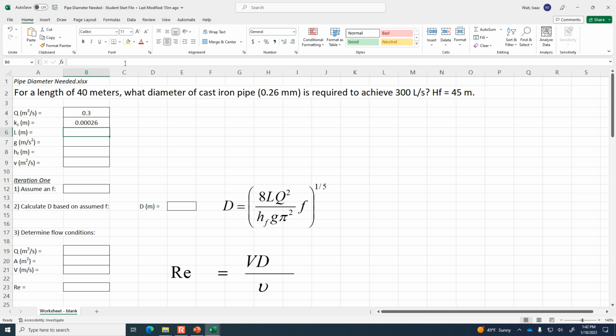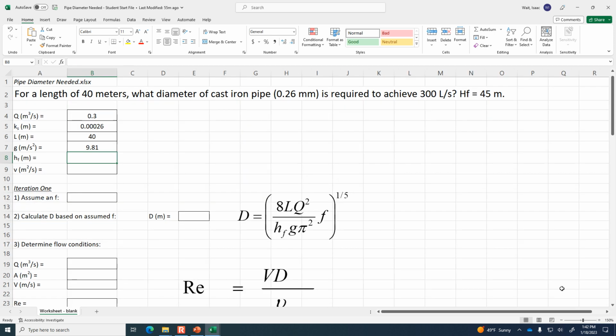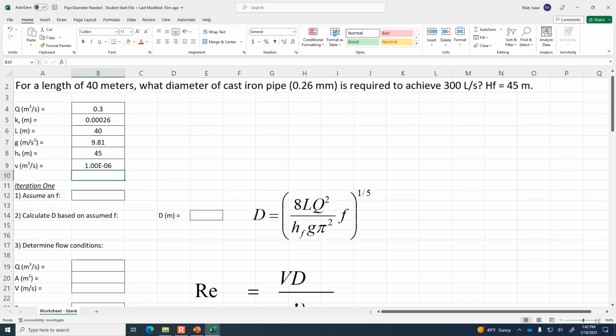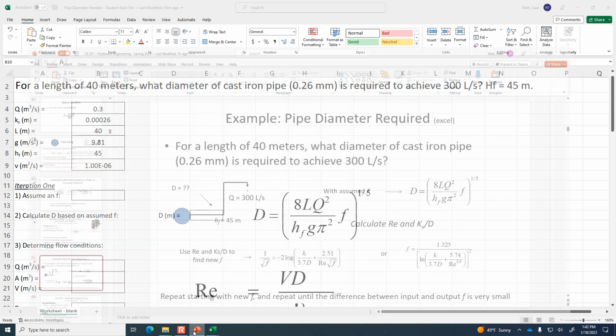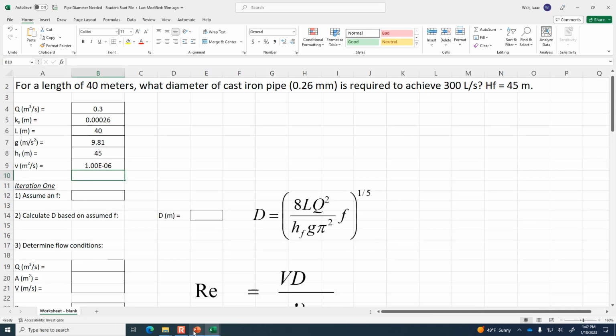The pipe length is 40 meters. G we know is 9.81 meters per second squared. The energy loss that can be tolerated through this 40 meter length segment of pipe, we can allow there to be up to 45 meters of head loss. And then the kinematic viscosity of water is 1E-6, so 1 times 10 to the minus 6th. Any questions so far? We're just basically translating the problem statement here into the spreadsheet.